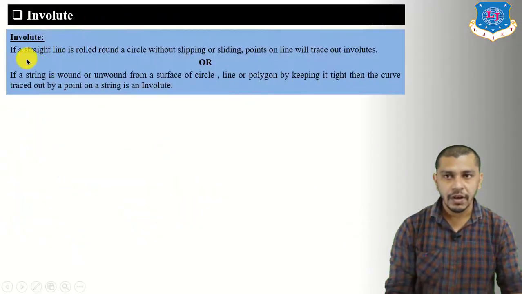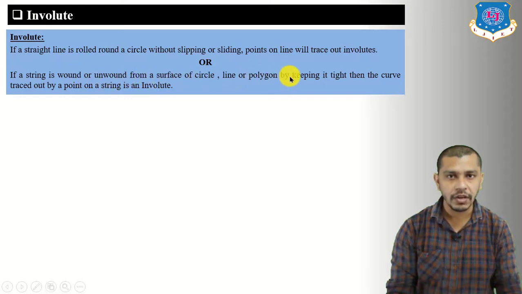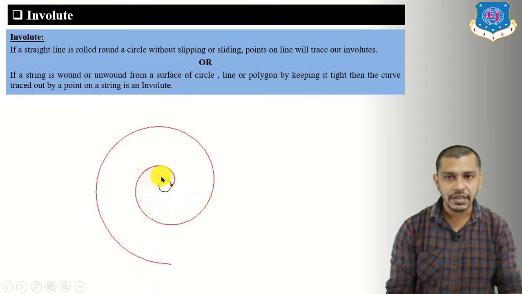If a line is rolled around a circle without slipping or sliding, points on the line will trace out involutes. Or we can also say that if a string is wound or unwound from the surface of a circle, line or polygon by keeping the string tight, then the curve traced out by a point on the string is an involute. Here in this animation you can see that if a string is wound around a circular plate by keeping it tight, then the curve traced out by the free end of the string is an involute.